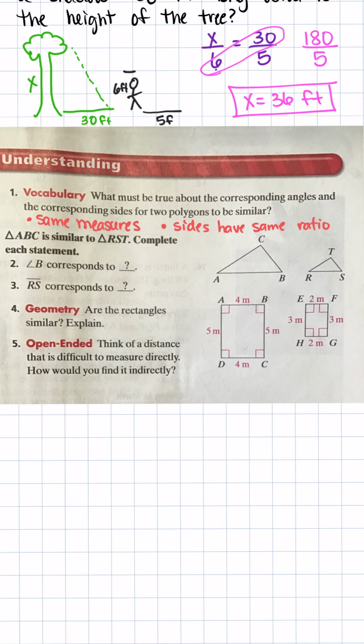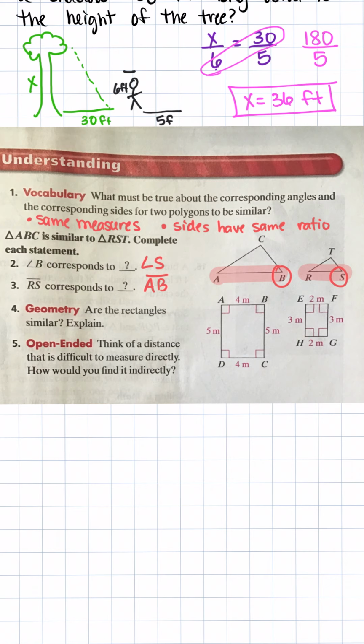Okay, so looking at these triangles, where does angle B correspond? It corresponds to angle S. Line RS corresponds with line AB.